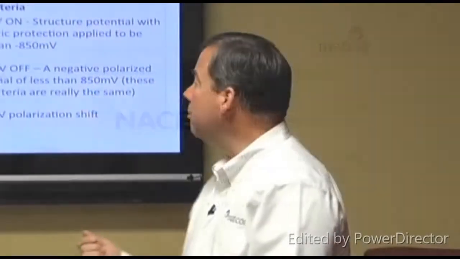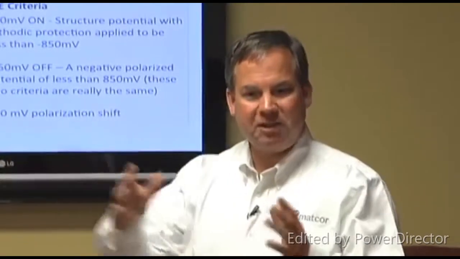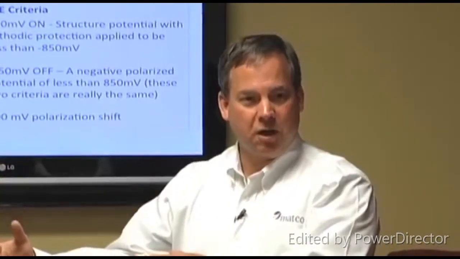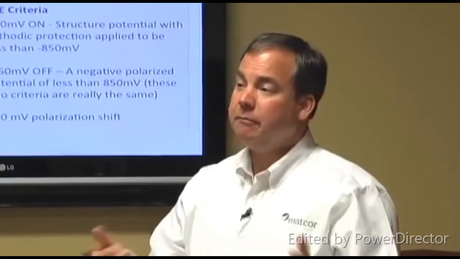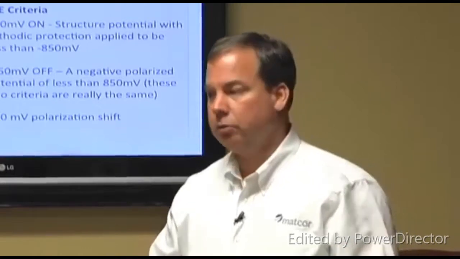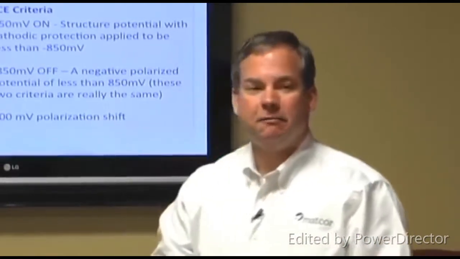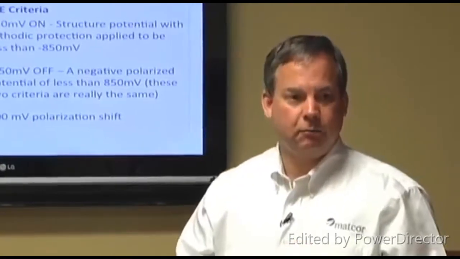The other criteria is 100 millivolt shift. If you can get 100 millivolts of polarization from its native state to its state when it's cathodically protected, you'll stop that corrosion rate. Now you'll say 550 to 850, that's more than 100 millivolts. That's true. But the 550 is just a general state, okay?